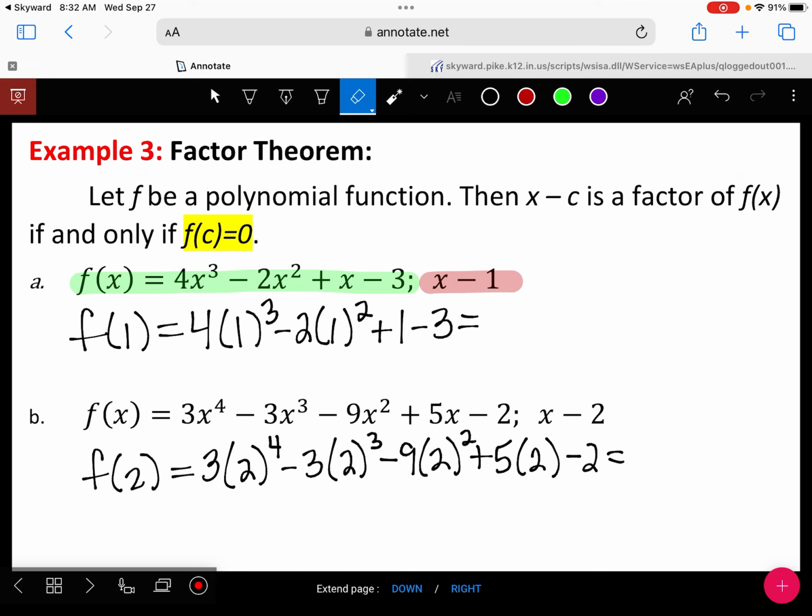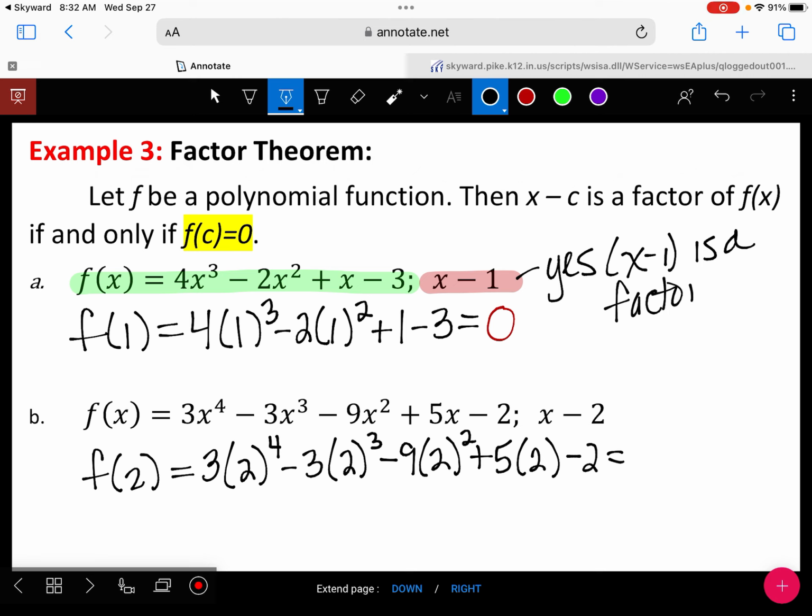So what did you get for part A? What is f of 1? Who got 0? So that would mean that this is a yes. Yes, x minus 1 is a factor. If you get a remainder of 0, that means that it is a factor. What did you get for part B? Negative 4. So what would that mean? No. This is not a factor. So now we're testing a factor to see if it is a factor of a function. Tomorrow, we're going to actually start finding the factors.